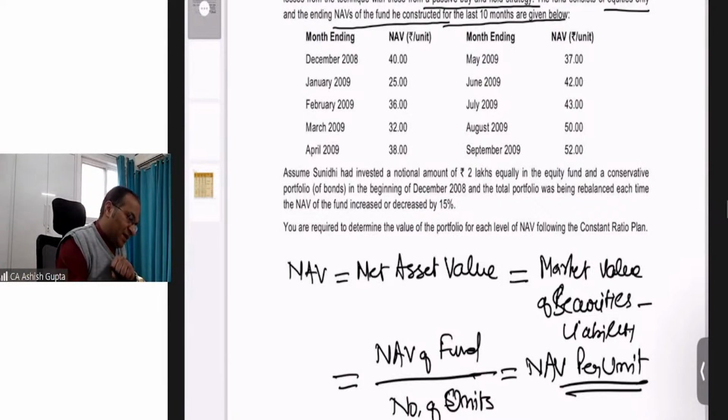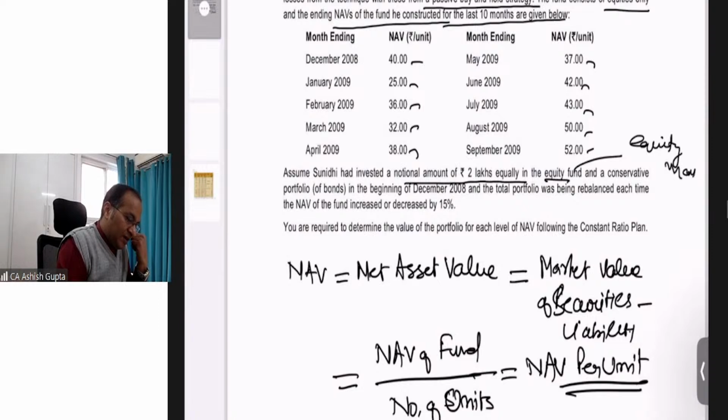Now it says: December ending value 40, 25, 36, 32, 38. This is March, April, May, June, July, and August, and so on till September. Now Sunidhi has invested a notional amount. She is just trying to see what gain or loss she can make. 2 lakh equally in the equity fund, which means the equity market, and a conservative portfolio, which is a kind of risk-free securities, government securities or bonds, where there is no risk.